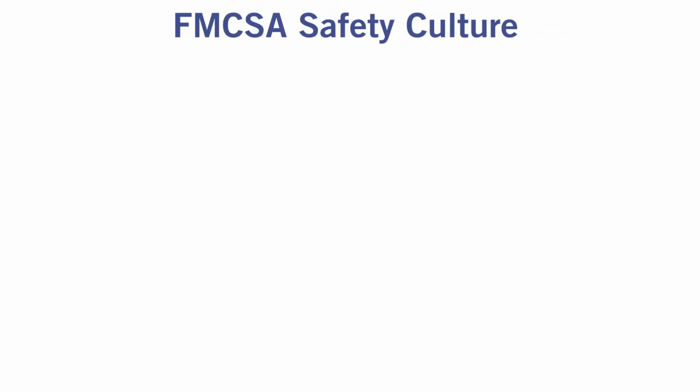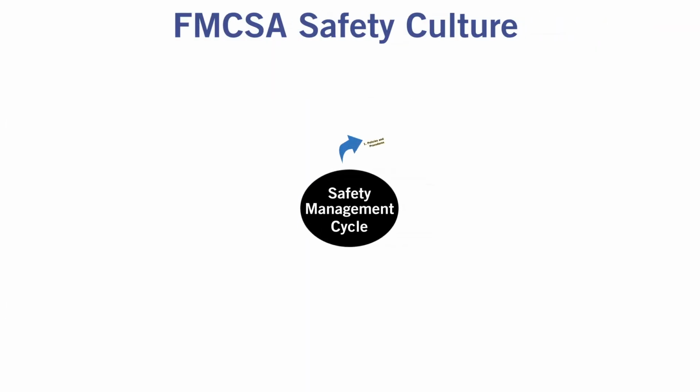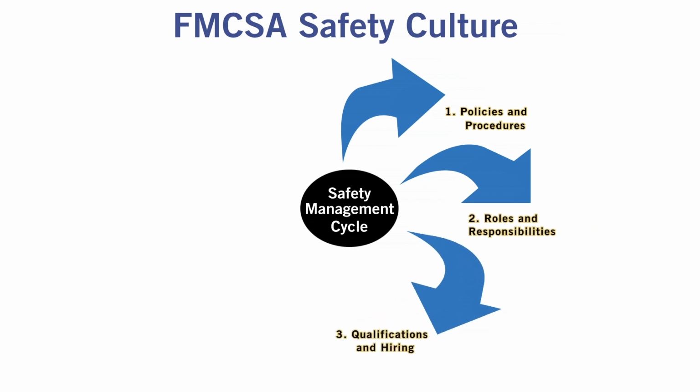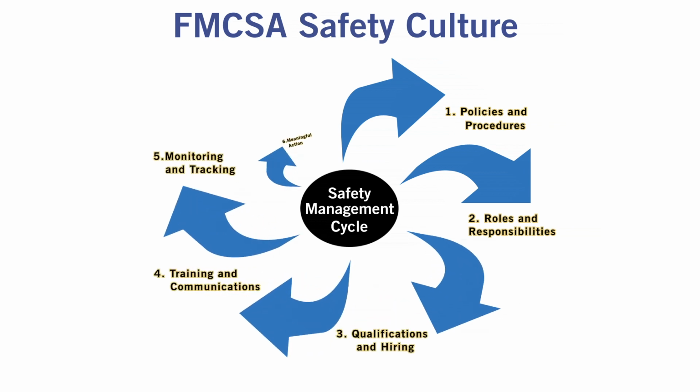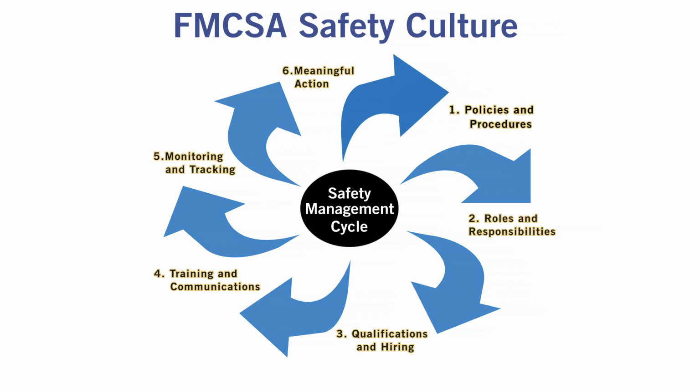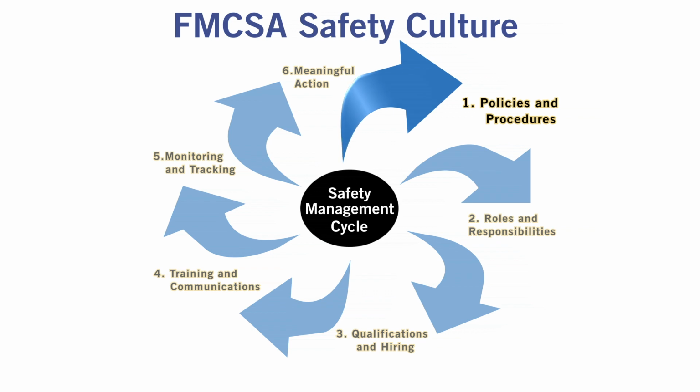This model is called the Safety Management Cycle, designed to improve safety culture at your company. The Safety Management Cycle is explained to carriers when the FMCSA investigator closes out a comprehensive or focused intervention. To help you understand this model, let's use annual DOT inspections as an example. When referencing the Safety Management Cycle, you start with policies and procedures and work clockwise around the model.